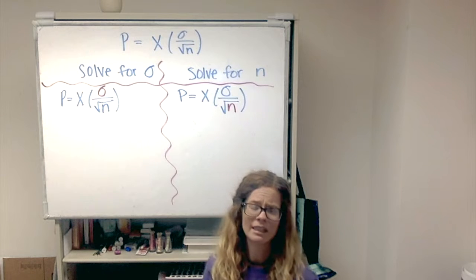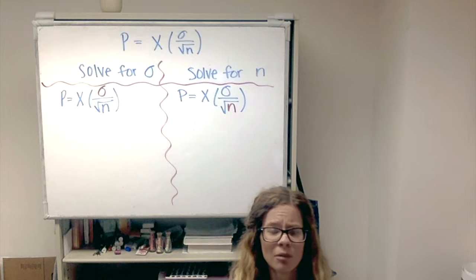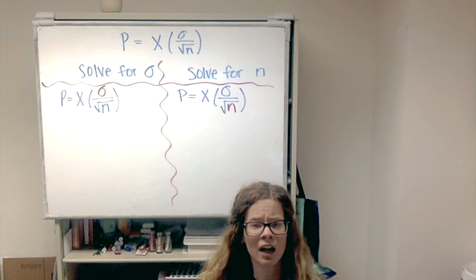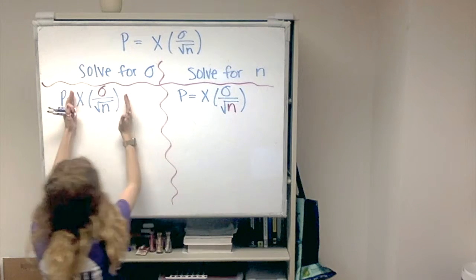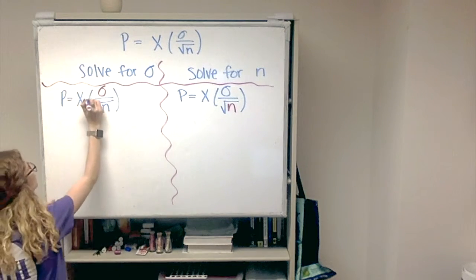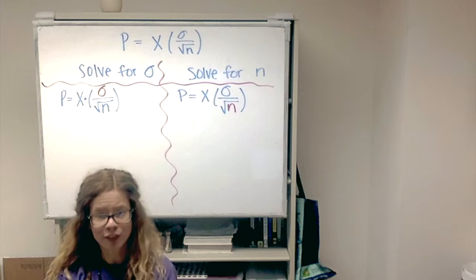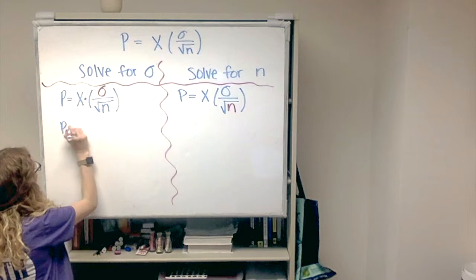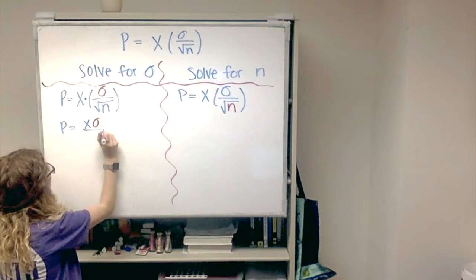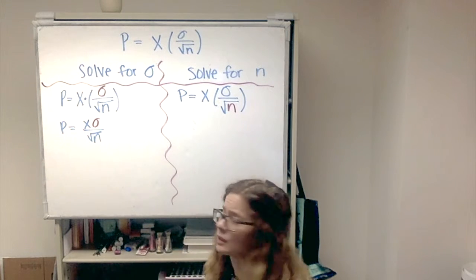One way we can do that is, I can't really divide by anything right now, or multiply by anything, but what I could do is combine things. I can simplify one part of the equation. Can I combine anything? Well, this is just being multiplied, and that x is a whole number. It's in the numerator, so I could just multiply my numerators together. So I would have p equals x times sigma divided by the square root n, and we still want sigma by itself.